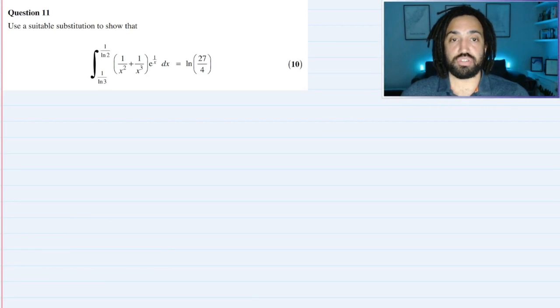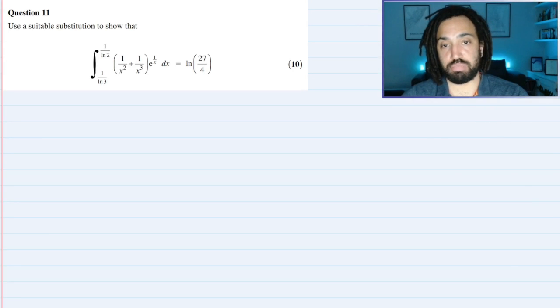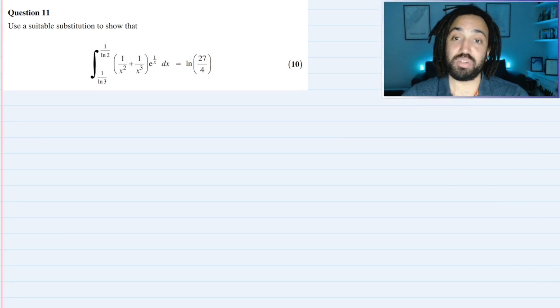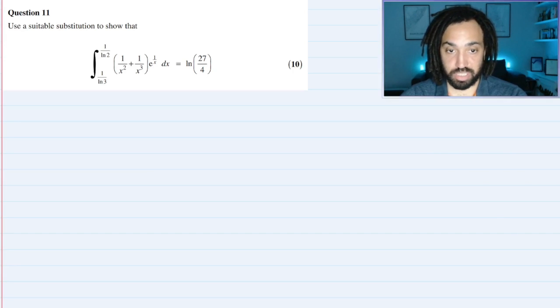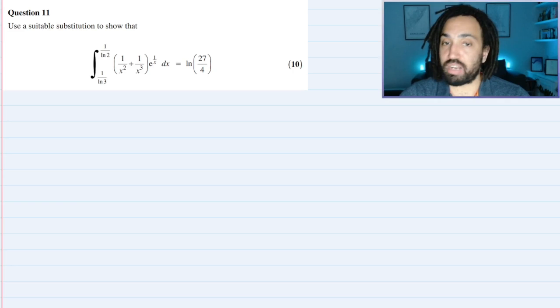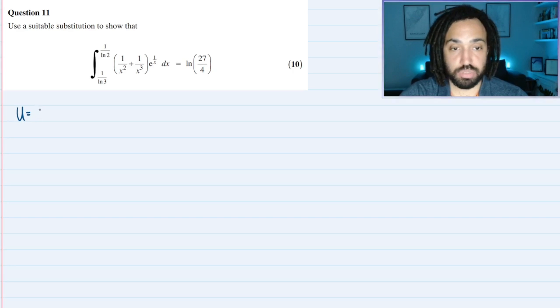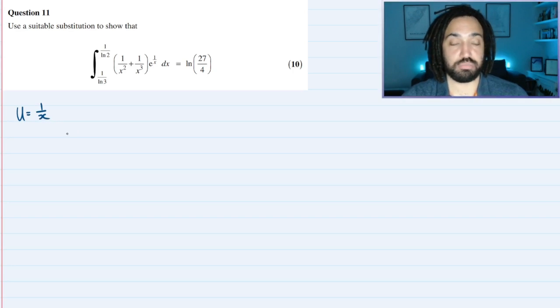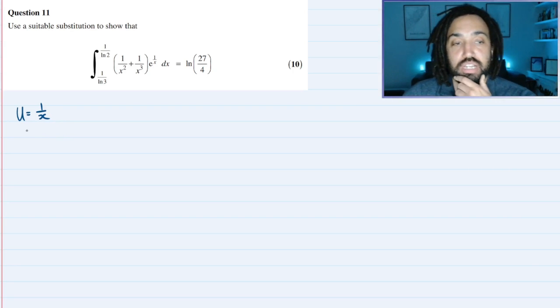Okay, question 11. Use a suitable integration to show that the integral equals ln of 27 over 4. So, suitable integration. Right now I'm looking at 1 over x, and that seems to me like the problem piece. And also, if I were to use that as a substitution, this would simply be u squared, that would be u cubed. So I'm going to go with u is equal to 1 over x as my substitution, and hope for the best.